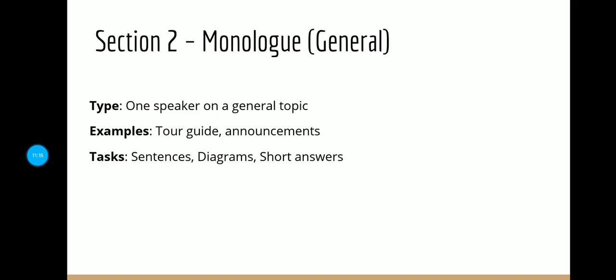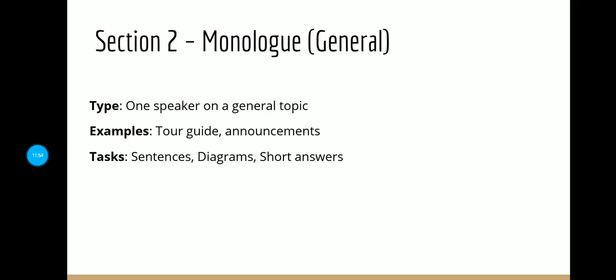Okay, and section 2 would be a monologue regarding a journal topic. As you guys are aware, the journal topic can be any topic. But there would be only one speaker in section 2. Examples of a monologue in section 2 can be a tour guide, an announcement, a disclaimer, or anything else.